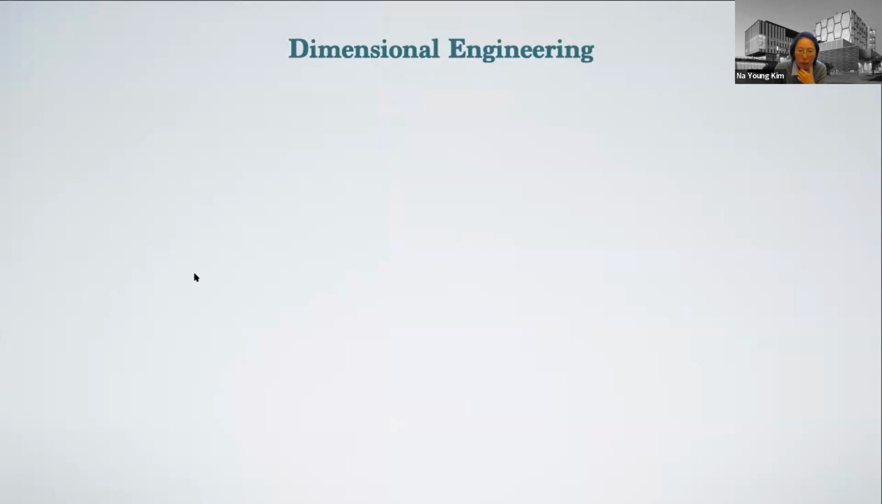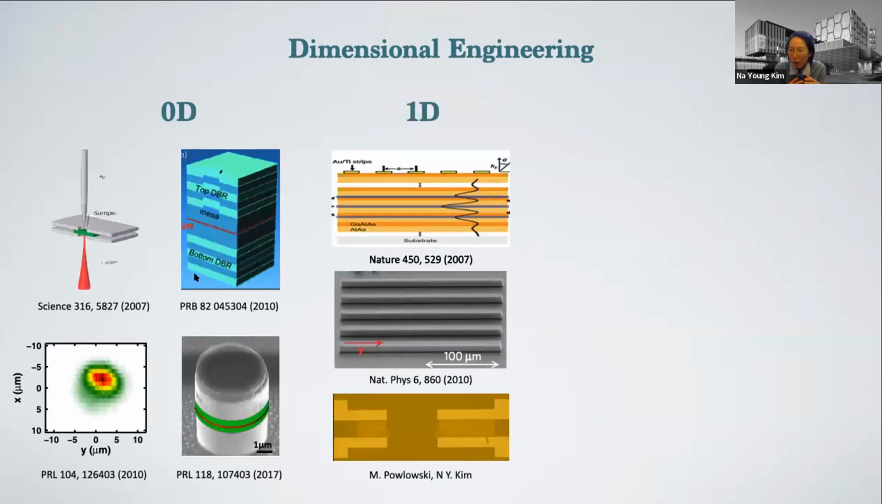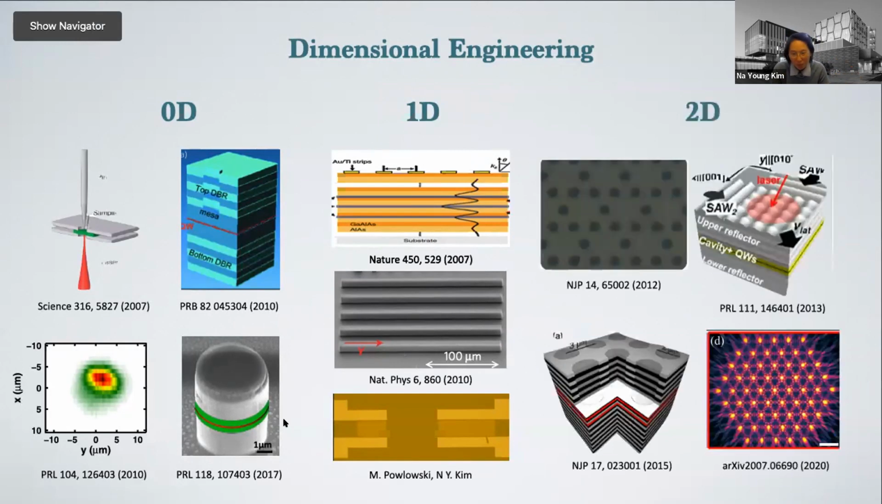In order to create artificial lattices for exciton polaritons, there are different dimensional engineering methods, because we have two different entities, photons and excitons. Particularly in 1D, I'm just linking to the previous speakers. Gallium arsenide is a piezoelectric material, so we can also create surface acoustic waves, which can also work as artificial lattices. So you can see the variety of different ways to create these artificial lattices.